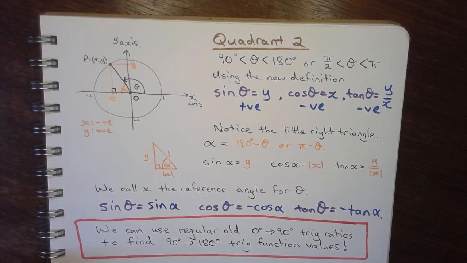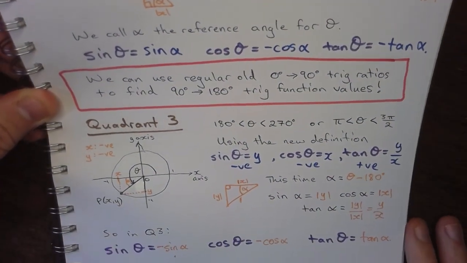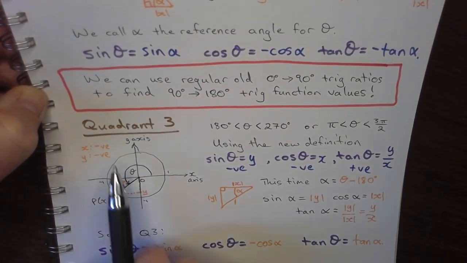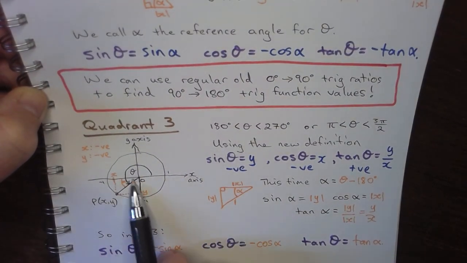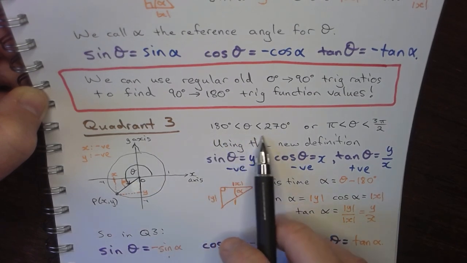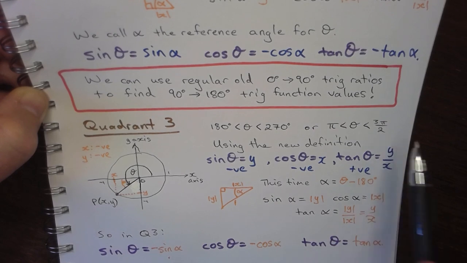So let's see, quadrant 3 works really similarly, except of course we're in a different place. So we're going to get different values coming out. So let's take a look. Quadrant 3, down here, we're now talking about angles theta like that. So they're sweeping out more than 90, more than 180, but less than 270. So between 180 and 270, or in radians, pi and 3 pi on 2.